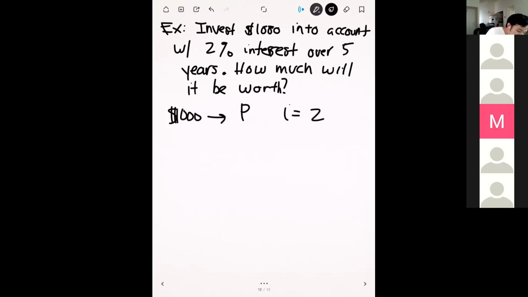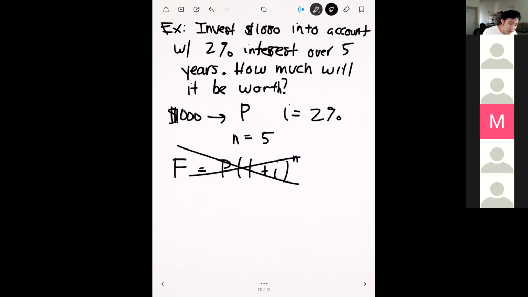I is 2%, and N is 5 years. And so we want to compute the future worth, or the lump future sum, of this money. Normally the way that we do this is we would plug into this formula, right? But with the compound interest tables, we don't need to do this at all.